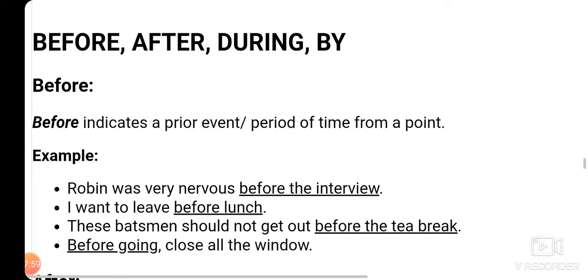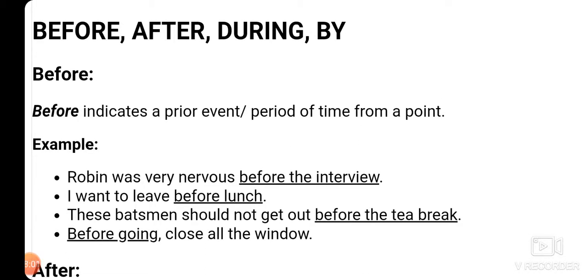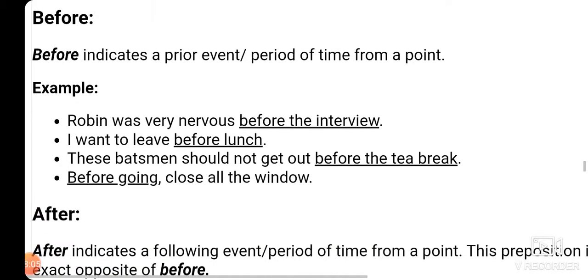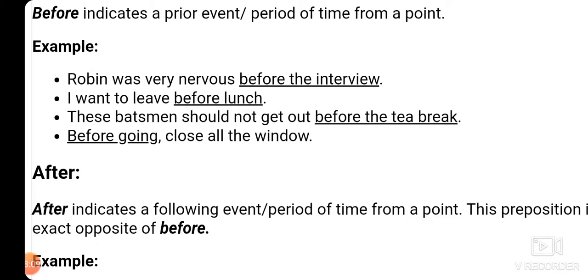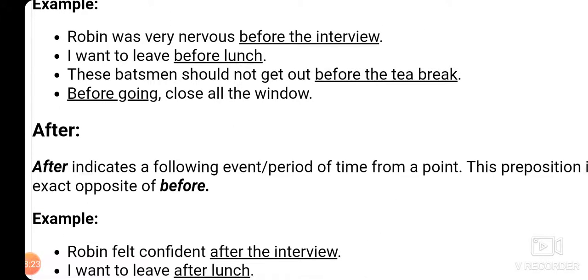I think you can understand it in a minute. Before indicates a prior event, a period of time from a point. For example, Robin was very nervous before the interview. Now the interview is an event, and we are talking about something that happened before the interview, before the event. So we use before in this sentence.